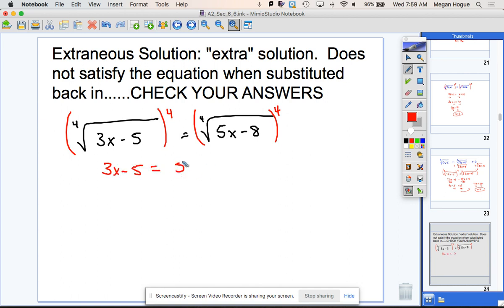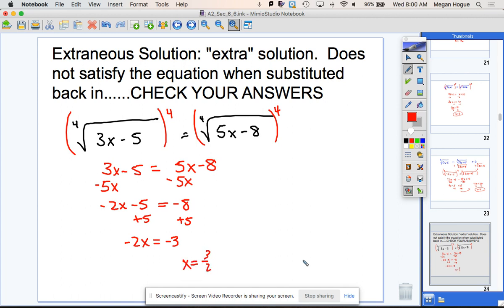And when we get to this part, it's just a basic algebra equation, I think we're good at solving. We get 3x minus 5 equals 5x minus 8. People have different ways they like to solve it. I like to get my variable on the left, so I subtract 5x. You can do it however you like. So I get negative 2x minus 5 equals negative 8. I'm going to add 5. Felt like I made a math mistake, but I didn't. So negative 2x equals negative 3. x equals 3 over 2.